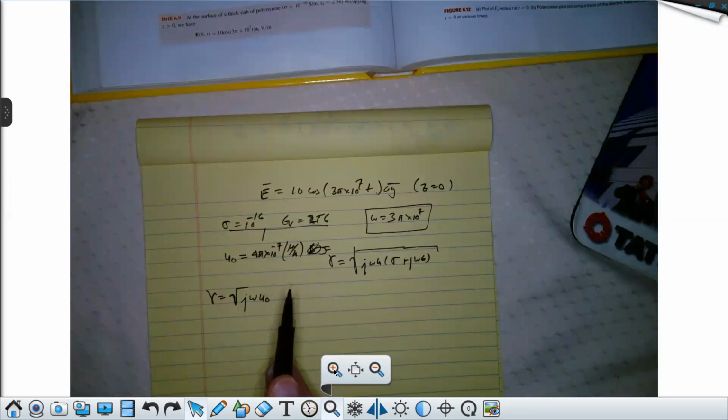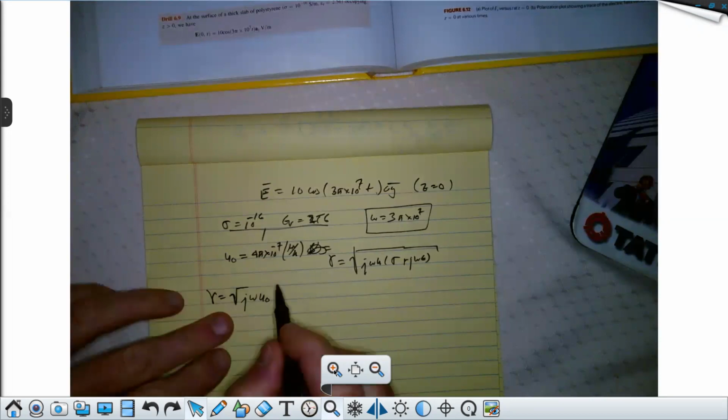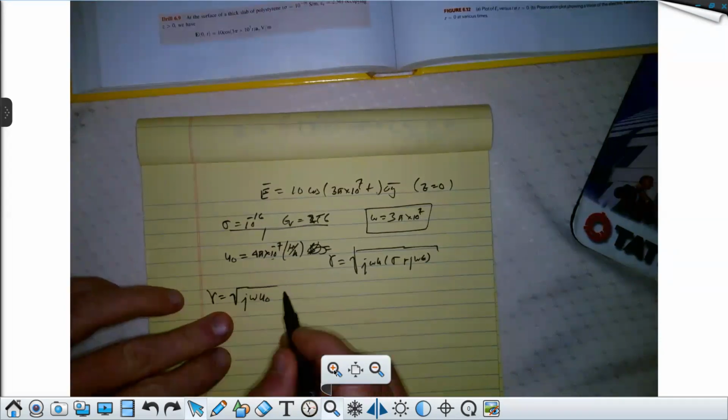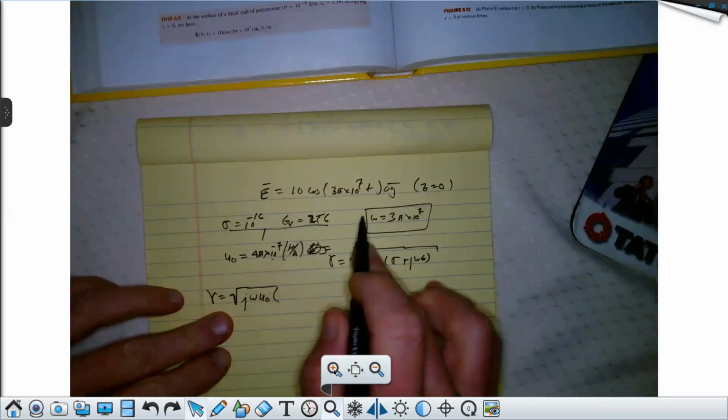You went over this. I don't remember if I went over it in class, but mu naught and epsilon naught are things that you had in EMAG 1, right? Yes. Okay. All right. So I'm going to just leave it as this for now. It's 4 pi times 10 to the minus 7. Then it's times sigma. Sigma in this case is 10 to the minus 16.